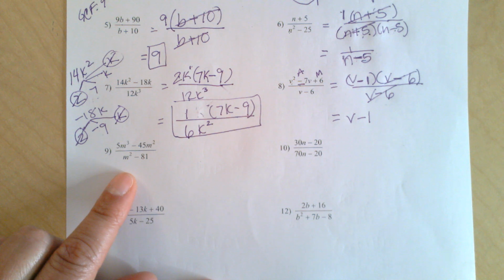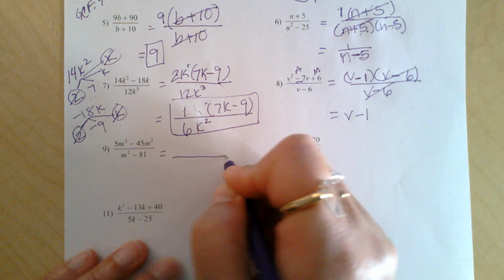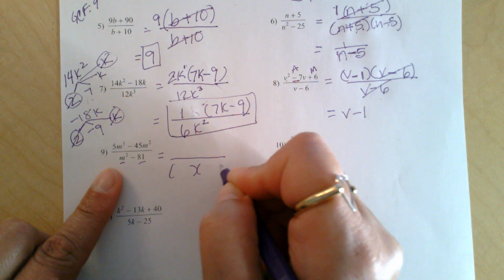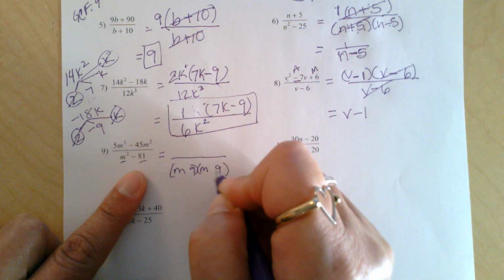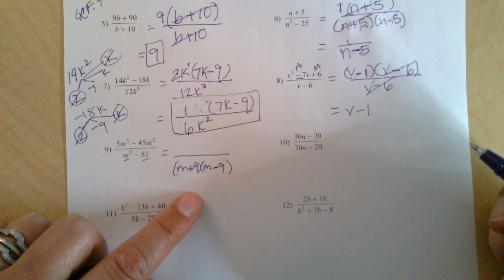From here, 5m cubed minus 45m squared divided by m squared minus 81. This is a pretty good one to do, because in the denominator, these are both perfect squares. So it's going to be m and m, 9 and 9, minus and plus. Okay, that's how we do these.